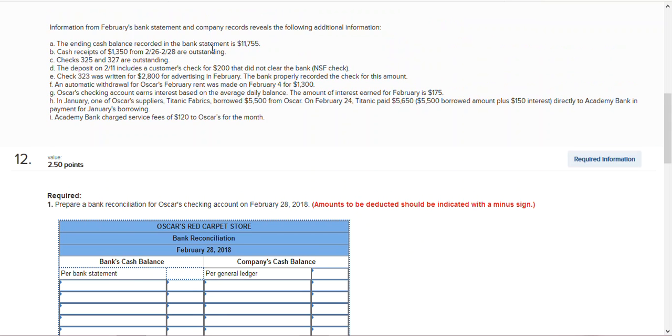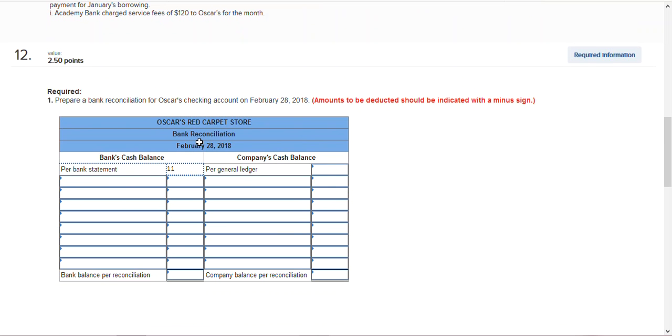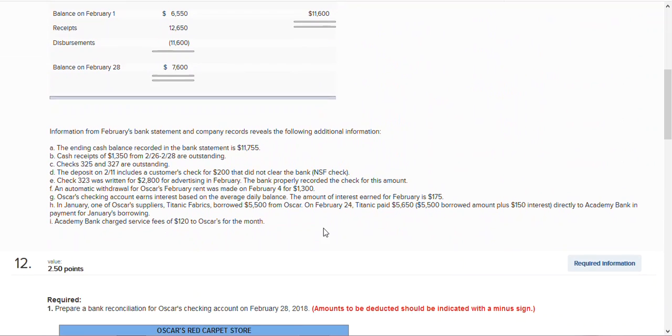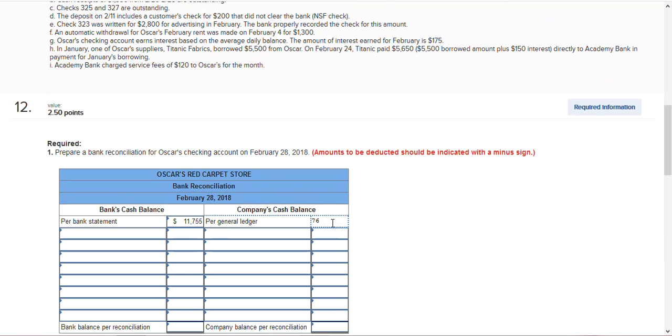So this says the ending cash balance recorded in the bank statement is $11,755. So pretty straightforward. You're just going to type in the balance. So that's what the bank is saying that the company has. And it looks like the company says they have $7,600 on their books. So obviously there's a pretty big difference. So the purpose of the bank reconciliation is to identify the differences and hopefully make sure that those differences are legitimate. Now, usually the differences between the bank balance and the company's balance are most often due to timing differences.